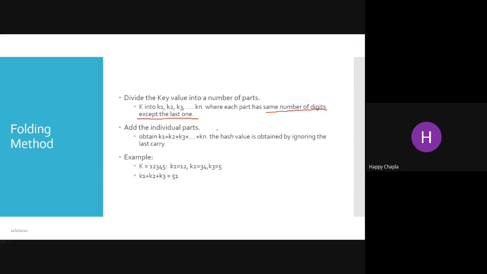Now add those individual parts, and the hash value is obtained by ignoring the last carry. Here our number is 12345. So divide it into parts of the same number of digits: 12, 34, and 5. What is the answer of this?